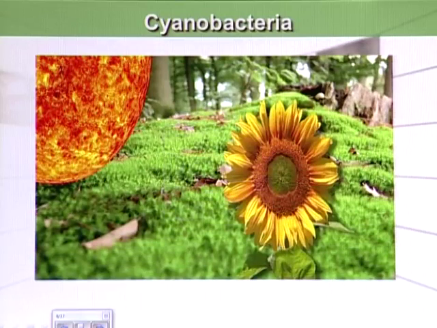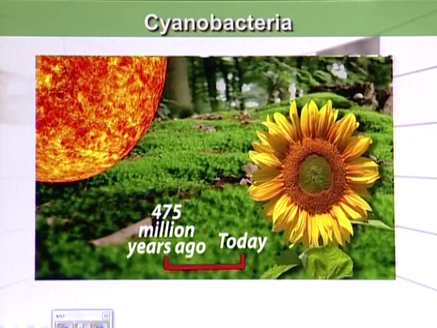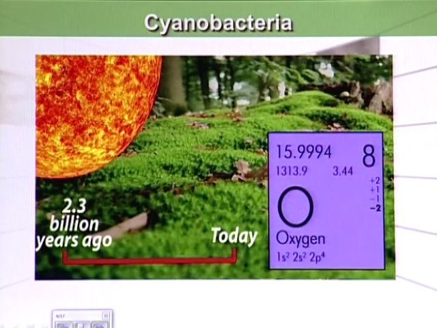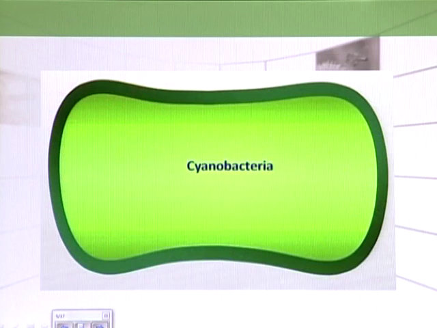The answer which first comes into our mind is photosynthetic plants. But we know that the first photosynthetic plant originated 475 million years ago from today. But we have certain evidences which show that oxygen was present even 2.3 billion years ago. So the answer is cyanobacteria. Cyanobacteria actually was the cause of release of oxygen in the ancient times.